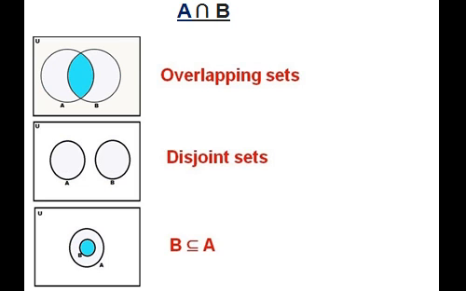Moving ahead with A intersection B. Intersection means the common elements between these sets. So in the first diagram, that means for overlapping sets, the common part between A and B has been colored. Rest everything is not colored with the same color. In the second diagram, that is disjoint sets, nothing is colored because there is nothing common between A and B. I believe you understand this. And in the third category, where B is a proper subset of A, only B is colored because that is the only thing common between B and A.